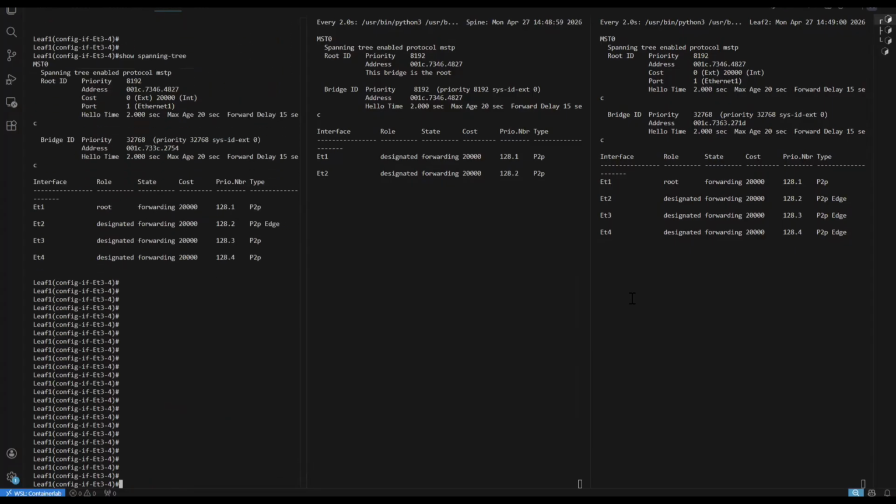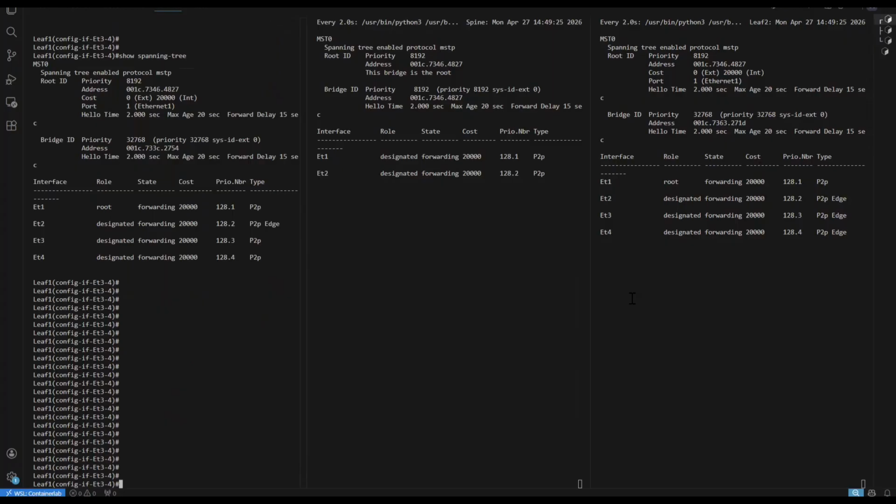So BPDU filters are supposed to be configured on the edge ports, similar to PortFast and BPDU guard. All these three are supposed to be configured on the edge ports. So we have to be careful when configuring BPDU filter. So BPDU filter we understood.